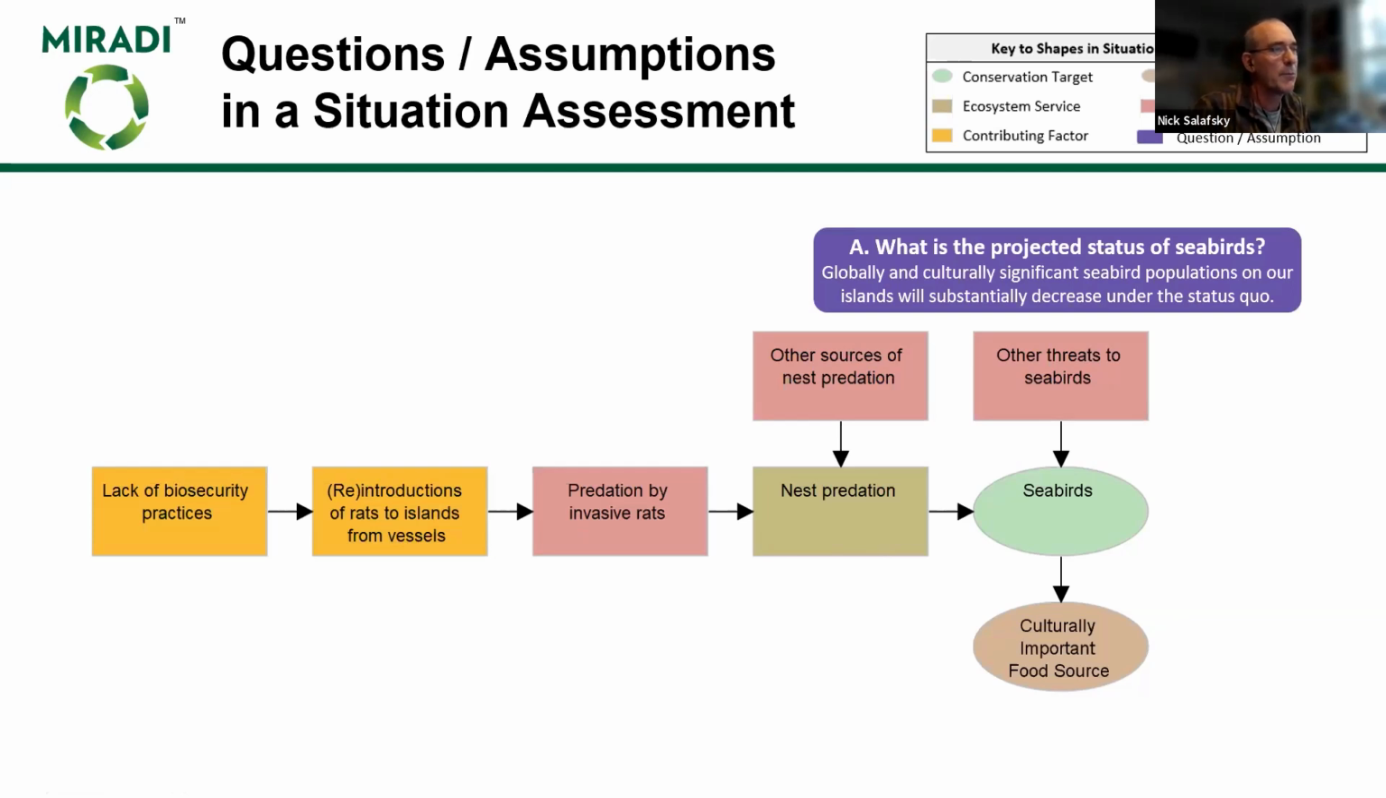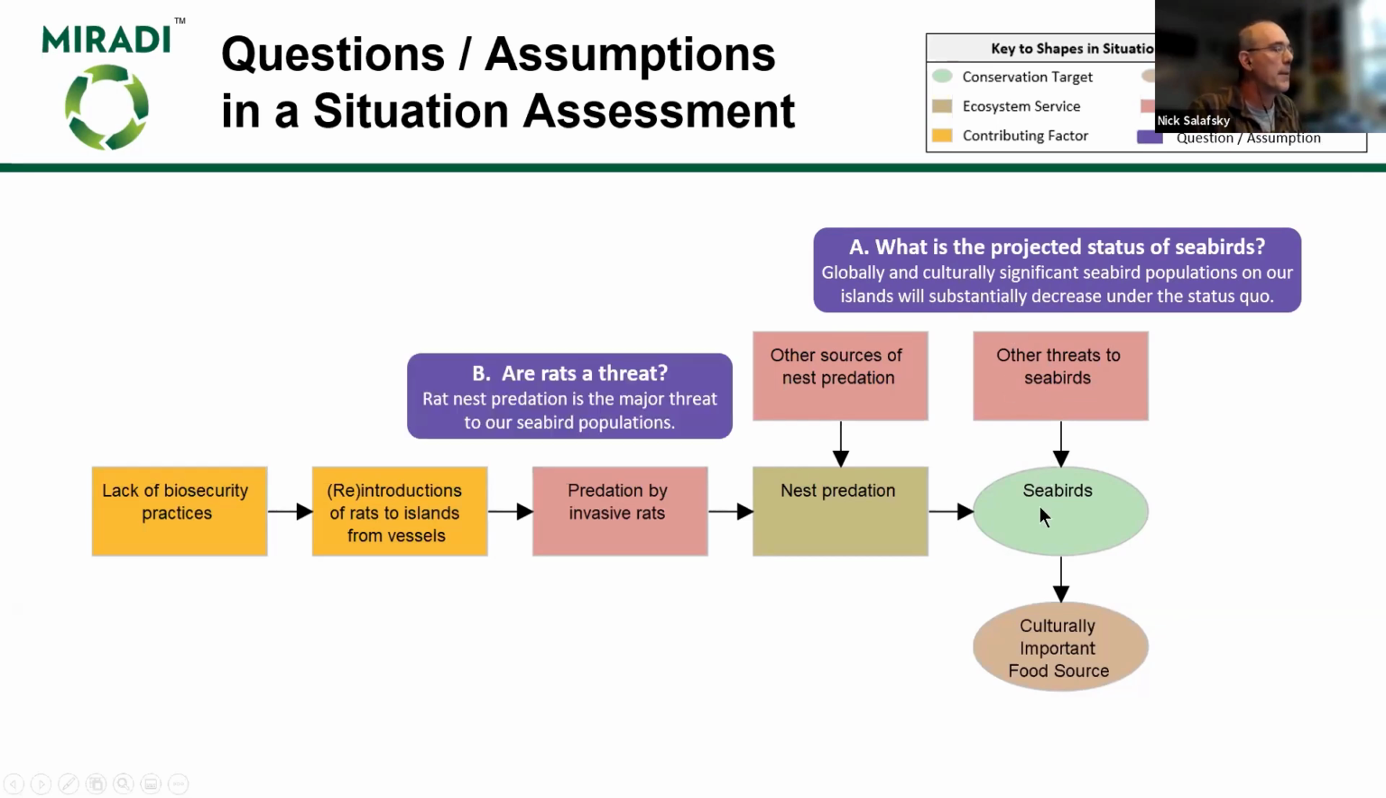is put those assumptions, those learning needs, what is the projected status of seabirds, and then have a more specific hypothesis or claim, articulation of the assumption below it. It could be in relation to the status of a factor, like you see here, what is the status of seabirds? But there might also be a learning need about, are rats a threat? And so you would have a hypothesis or a claim, rat nest predation is the major threat to our seabird populations. And so it's about either factors or the relationship between factors that this is causing problems through nest predation.